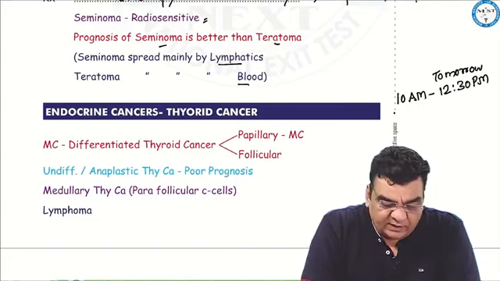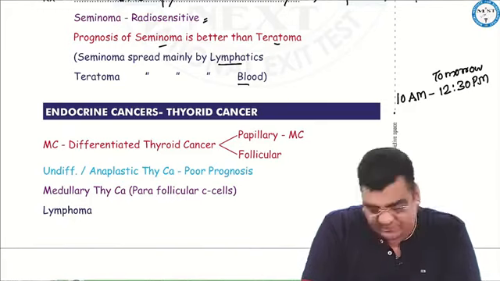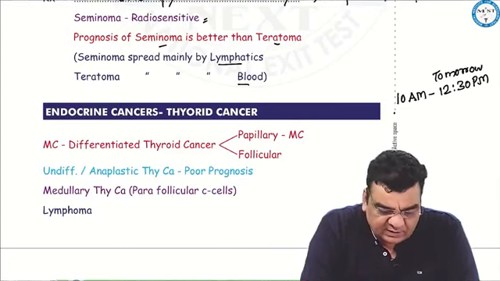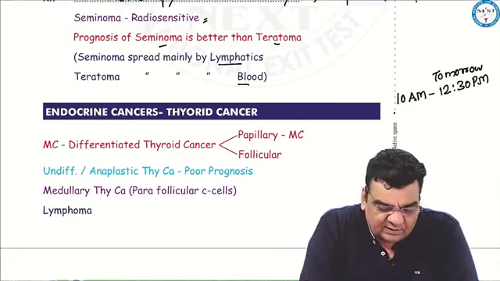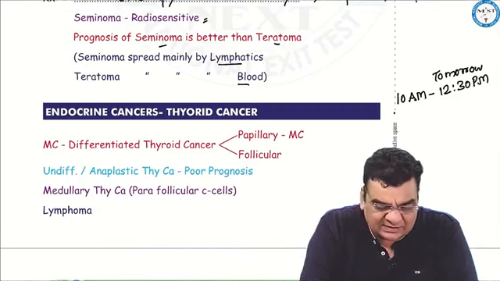Can we do a HIDA scan in carcinoma gallbladder? We can do a HIDA scan, but what is the use of doing a HIDA? That will just show that the tumor inside the gallbladder is not getting filled up with the isotope. So we will not get the desired information. We will not be able to see the mass.